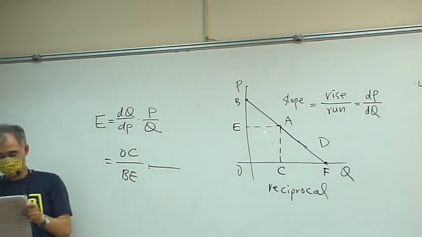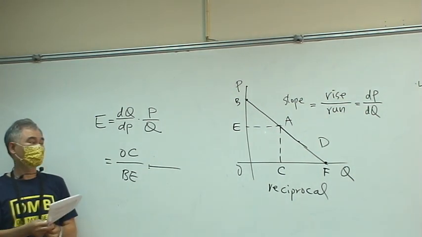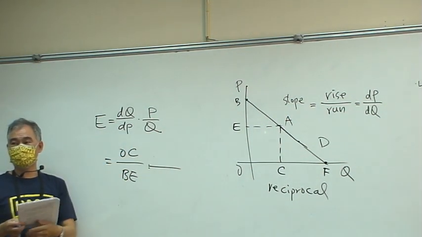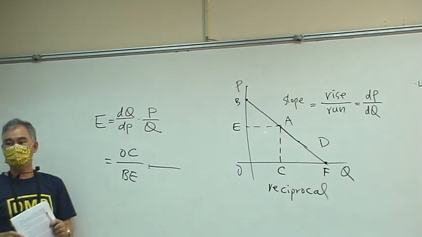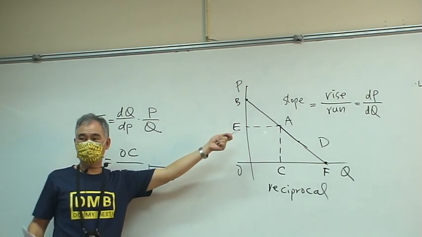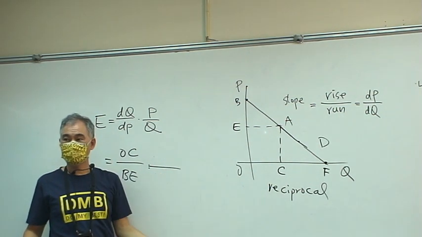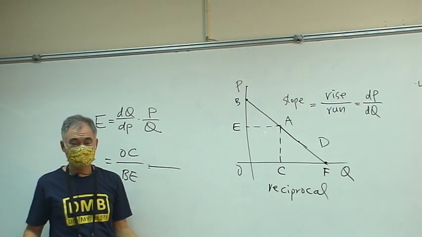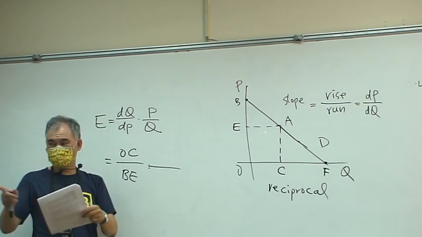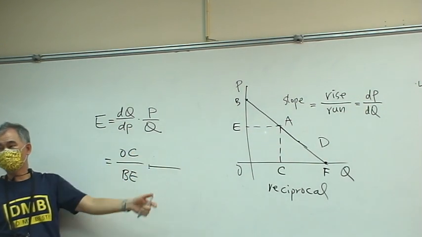Okay, what else? Not here. You are, okay. So, what's the price of point A? What's the price of point A? Excuse me? What's the price of point A? What about quantity? What's the quantity of point A? I cannot hear you. Let me ask again. What's the price of point A?